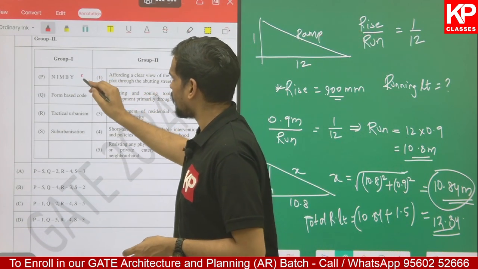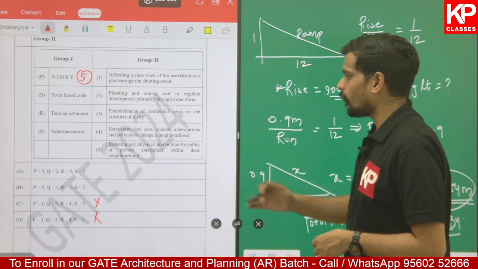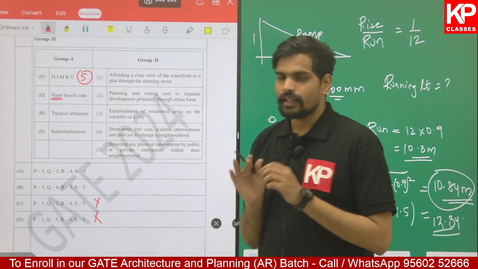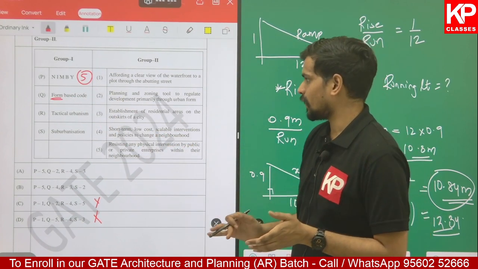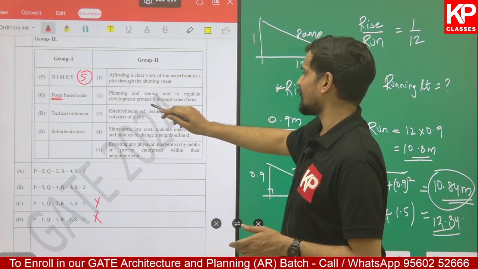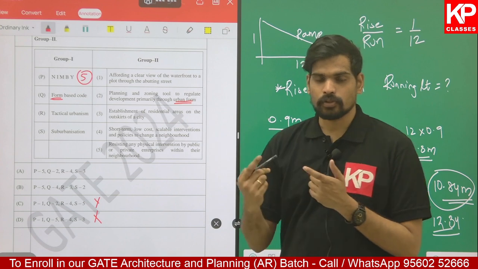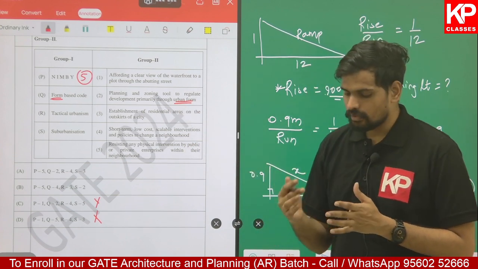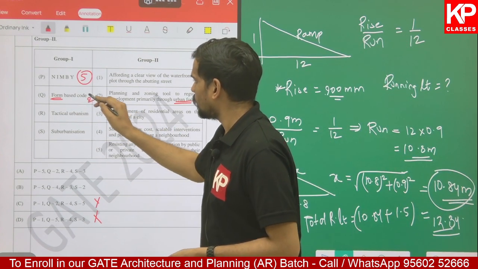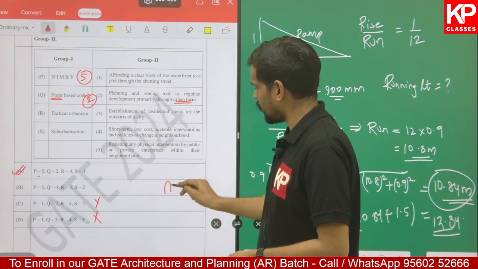So for P, it is 5 right away. So you can right away eliminate C and also D from that. Now from option A and B, you will need to see form-based code. If you carefully read, you should have some patience and read the options one by one clearly. Form-based code: affording a clear view of waterfront to a plot through an abutting street. Or, a planning and zoning tool to regulate the development primarily through the urban form, that's called form-based code, where there is a planning and zoning tool to regulate the development, particularly from the context of urban form. So for Q, it is 2. There's only one option where you have 5 and 2 starting in the beginning. So option A should be the answer right away.